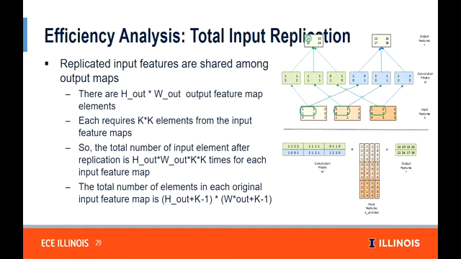So we already know that. And the total number of elements in each original input feature map will be H out plus K minus 1. Remember, the input feature maps are a little bit bigger than the output feature map. So the number of elements in each original input feature map is H out plus K minus 1 times W out plus K minus 1. So that's the original size. If you divide the unrolled matrix size by the original input feature map size, you get the replication factor.